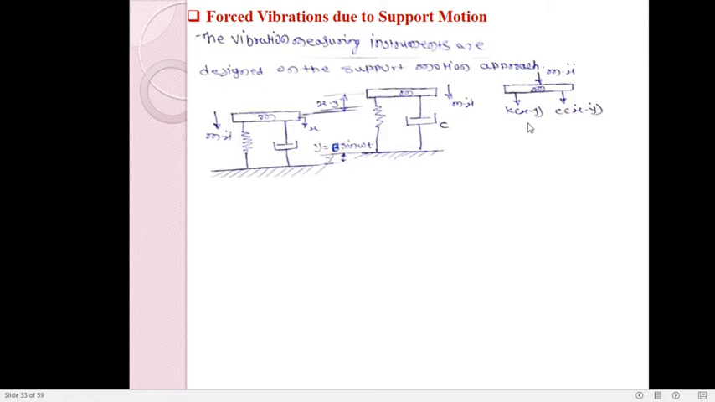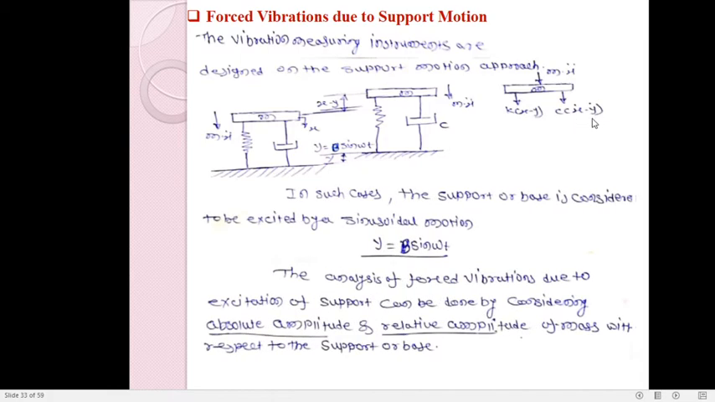So in the displaced position, the free body diagram for this case can be drawn like this: m into x double dot, this is the inertia force, as right now we are considering the support motion or displacement due to support. So that's why the directions are like this. m into x double dot is the inertia force of the system. Then this is the spring force, which is equal to k into (x minus y). This is the damping force, which is equal to c into (x dot minus y dot). With this we will try to solve this equation.